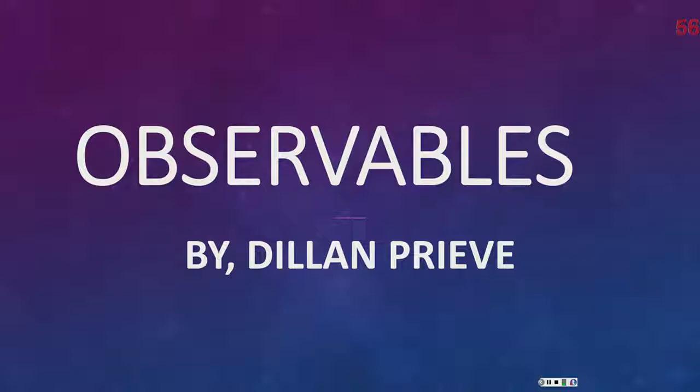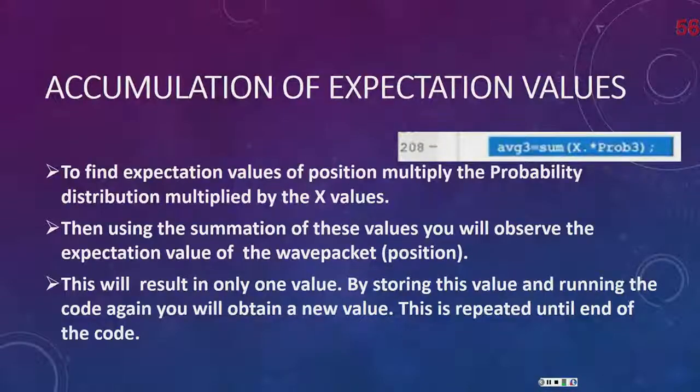Alright, so we're dealing with some observables. We're working on the accumulation of expectation values. To find the expectation values of position, you multiply it by the probability throughout the x-axis, which was shown in line 208. Then you take this and use the summation of all these values, and you will obtain one number, and then you have to keep looping it.